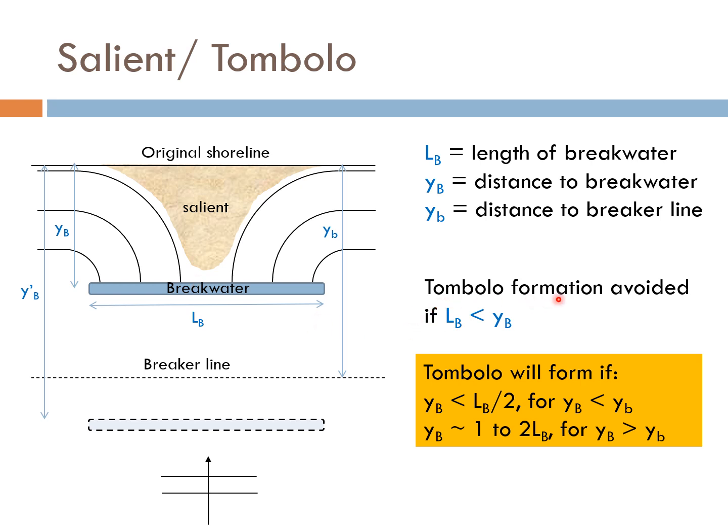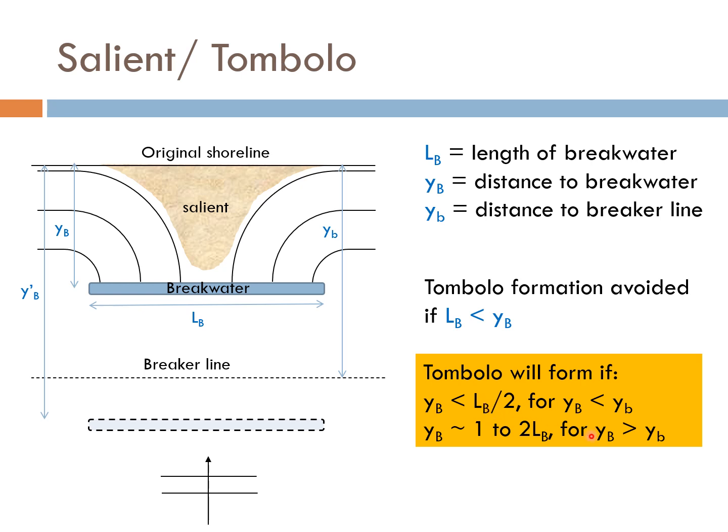Generally, tombolo formation can be avoided if the length of the breakwater is less than its distance from the shoreline. However, tombolo can form under these two rules of thumb. In the first case, the breakwater is located closer to the shoreline than the breaker line, assuming that this is the breaker line and this is the distance of the breaker line from the original shoreline. In this case, tombolo will form if the distance of the breakwater is less than half the breakwater length.